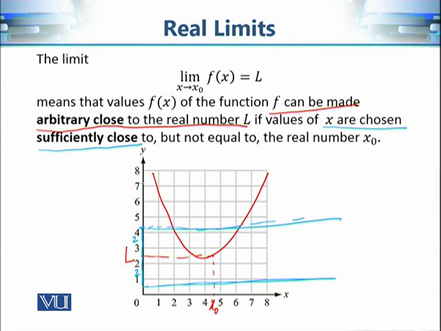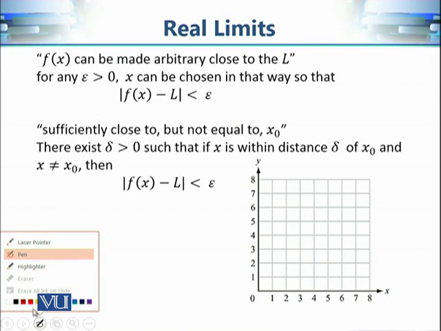Sufficiently close means we need to find some neighborhood, some values which are close to this x naught, such that the functional values inside this neighborhood lie between these two lines. And if we can do that for each and every chosen distance along the y-axis, then we say that the limit is equal to L. Let me say it again: if for every chosen distance along the y-axis, we can find a neighborhood of x naught such that the functional values in this neighborhood lie between these two lines, then we say that the limit of the function is equal to L.